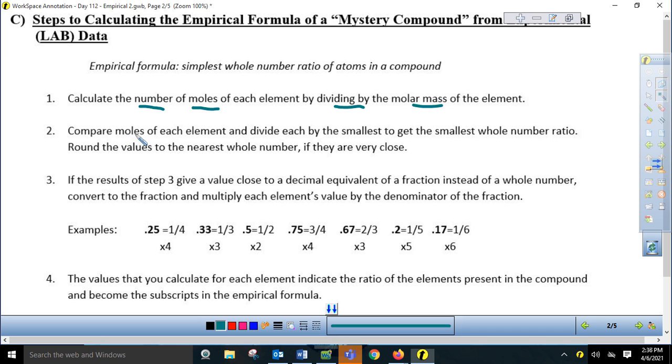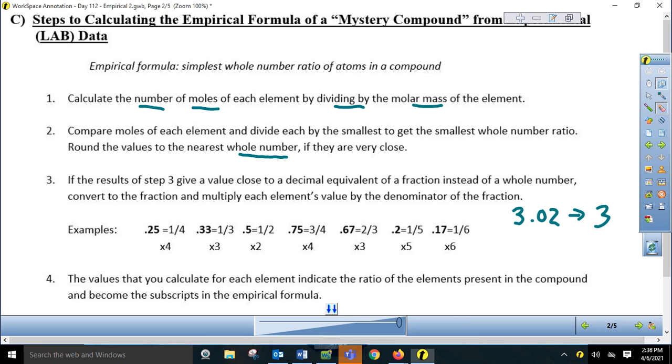Number 2, compare moles of each element and divide each by the smallest to get the smallest whole number ratio. So once you figure out how many moles of each element are present in your mystery substance, whichever one you have the smallest number of, you're going to divide all your mole totals by the one that you have the smallest number of, and this establishes your empirical formula. That's assuming that you end up with a whole number, or it's very close to a whole number. So for instance, if 1 was like 2.97, that's close enough we could round to 3. Or if you got like 3.02, that's close enough we could round to 3.